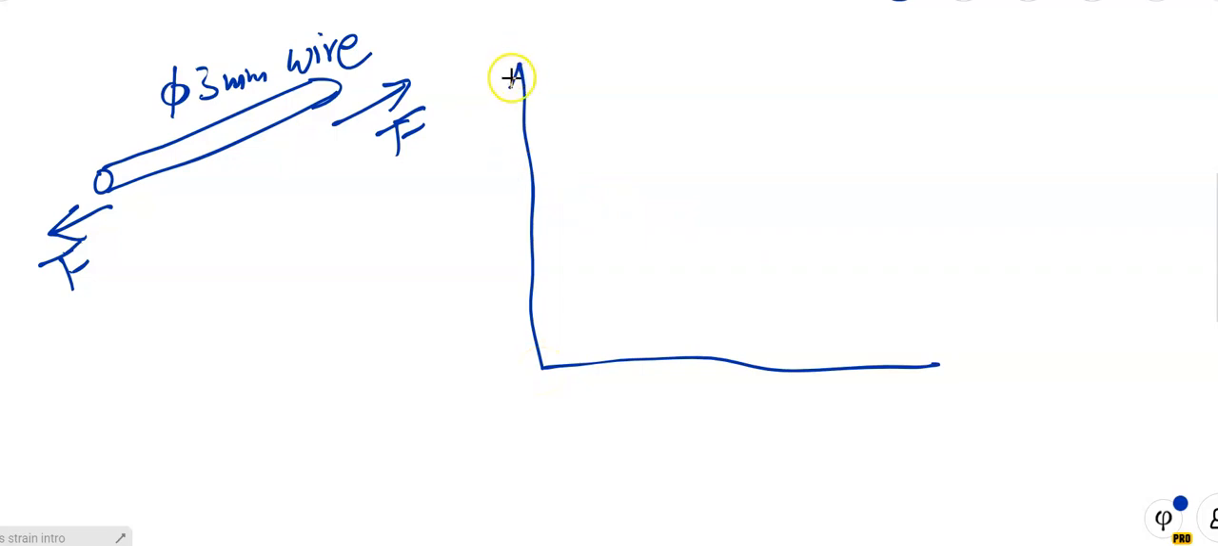Okay, and let's say on the vertical scale, I record my force in kilonewtons, and I record my extension in millimeters. Let's say we did that. We apply the load and we record the extension.